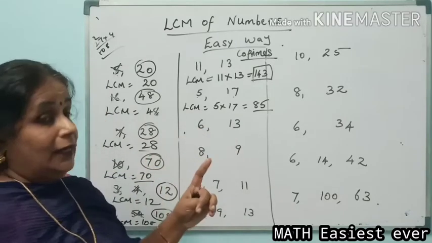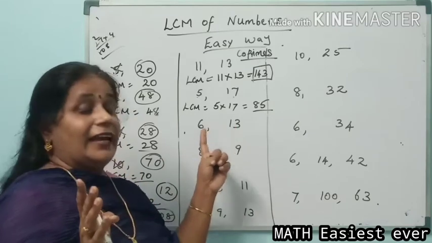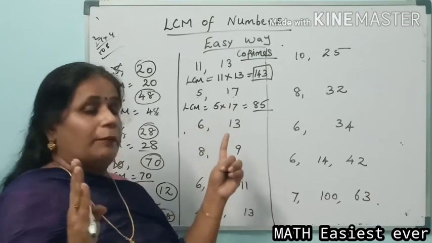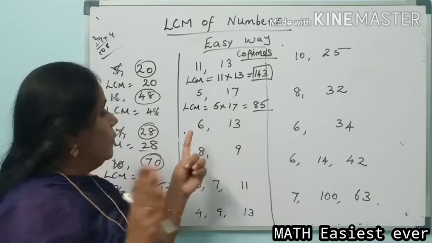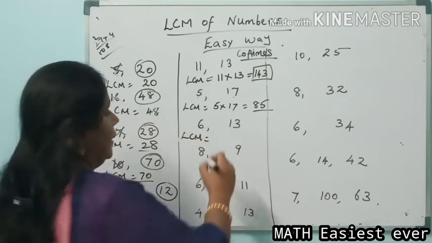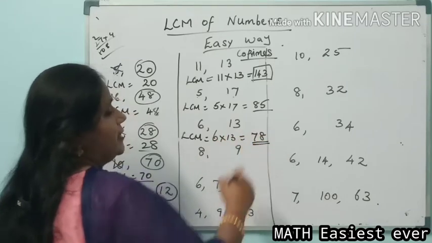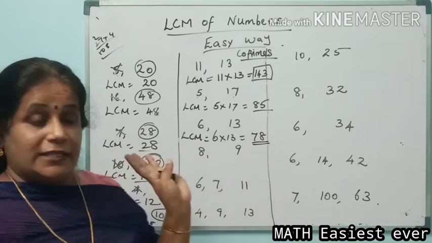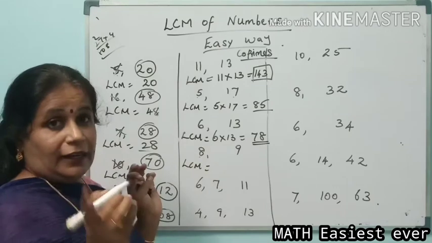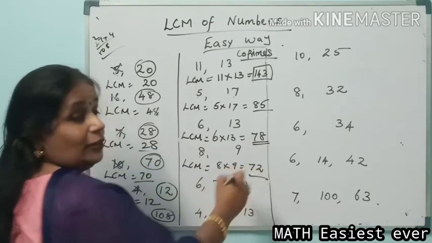6 and 13. See, you don't bother about whether prime or not. Just check whether they have any common factor in between them. Those two numbers do not have any common factor, so their LCM will be their product. LCM will be 6 into 13, which is 78. Next is 8 and 9. 8 and 9 also do not have any common factor other than 1. So their LCM is 8 nines, which are 72. Is it not easy, children?